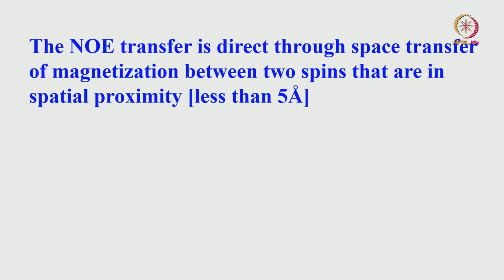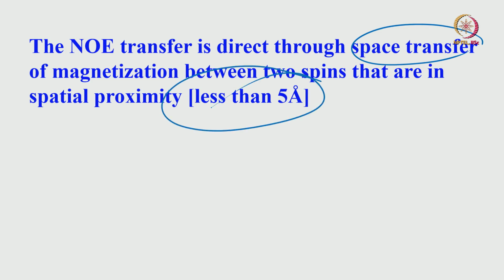Now in the sensitivity enhancement techniques, one is NOE, which is generally through space transfer. The spins need not be J coupled for NOE transfer. What is required is spatial proximity. As long as they are close in space, preferably less than 5 angstroms, if you hit one of the spins, there is a transfer of magnetization to the other spin. It could be more or less, that is a different question. But there is a transfer of magnetization without J coupling, without a chemical bond. It is a direct through space transfer.